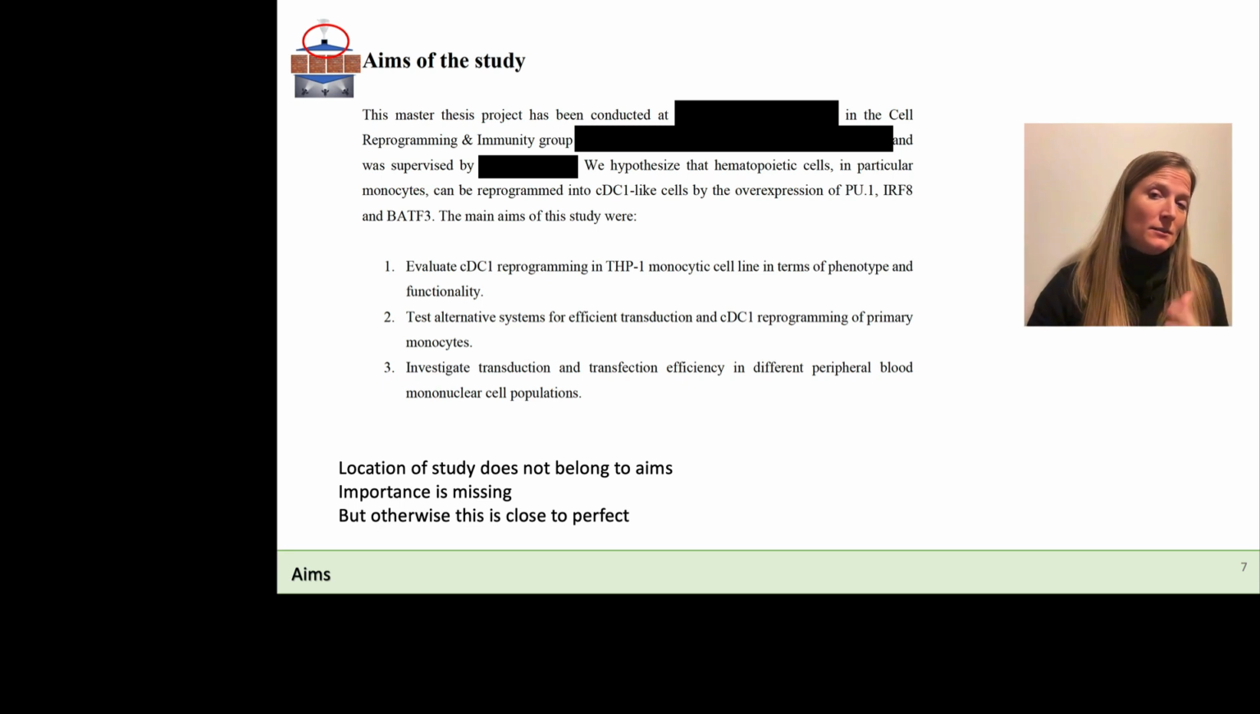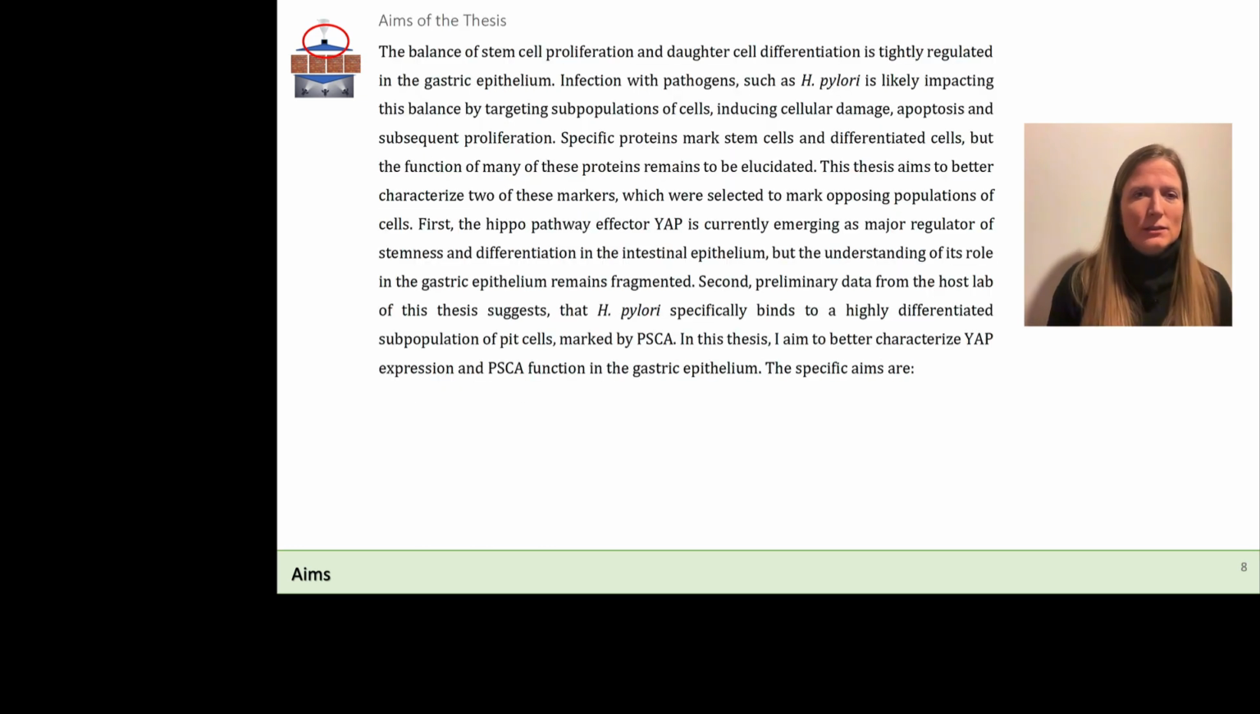And the third one, that I would find the preferred format, is a mixture of the two. It is exactly 1 page long. And this person starts with the specific yet relatively broad problem. "The balance of stem cell proliferation and daughter cell differentiation is tightly regulated in the gastric epithelium. An infection with pathogens is likely impacting this balance by targeting subpopulations of cells, inducing cellular damage, apoptosis, and subsequent proliferation." Now comes already the gap of knowledge.